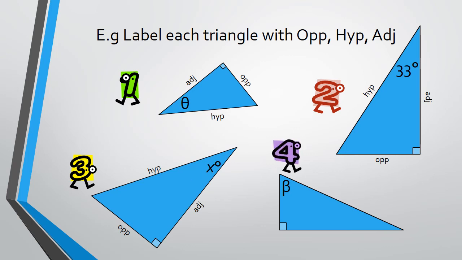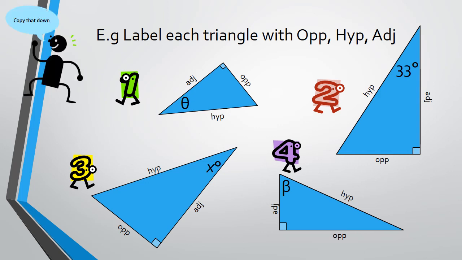In example four, we have another Greek letter. This one's called beta and looks like a B. Hypotenuse again, start there. Opposite directly in front with adjacent the remaining side. And copy all those examples down. And now we have all of the skills we need in order to be able to label a right angle triangle in preparation for trigonometry.